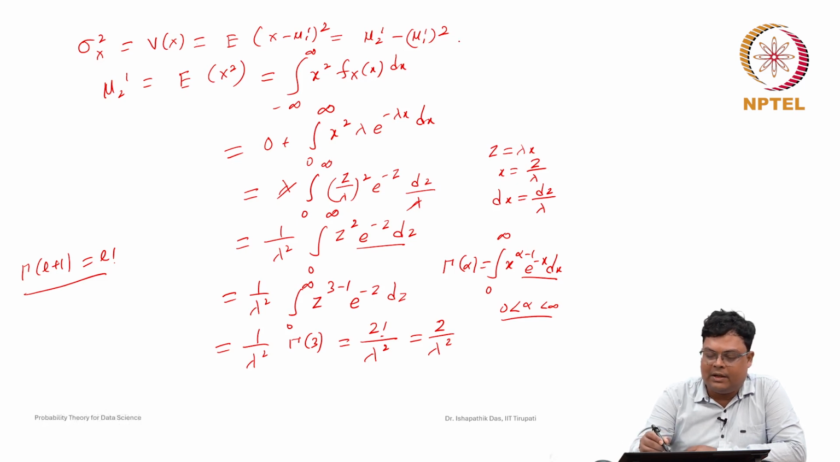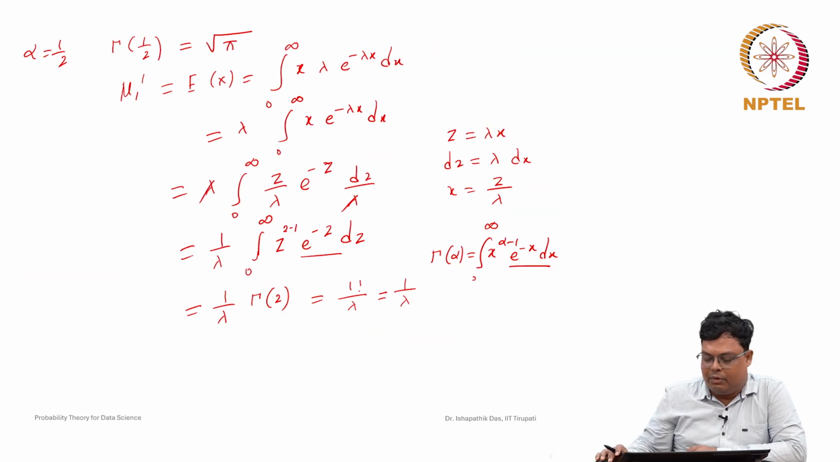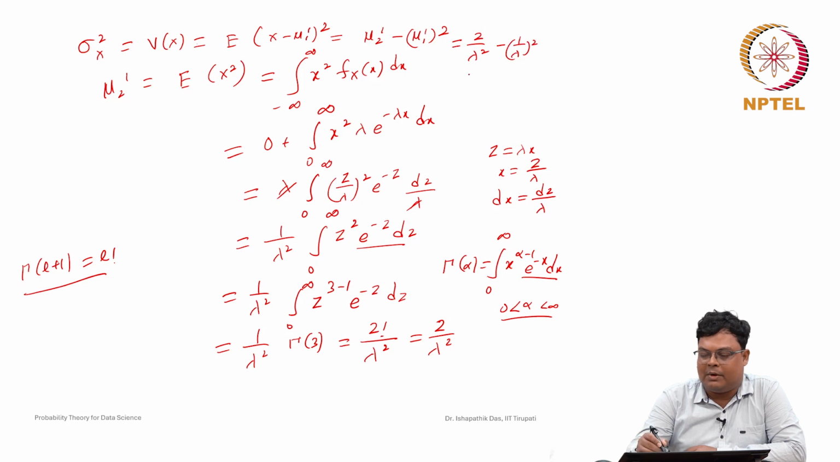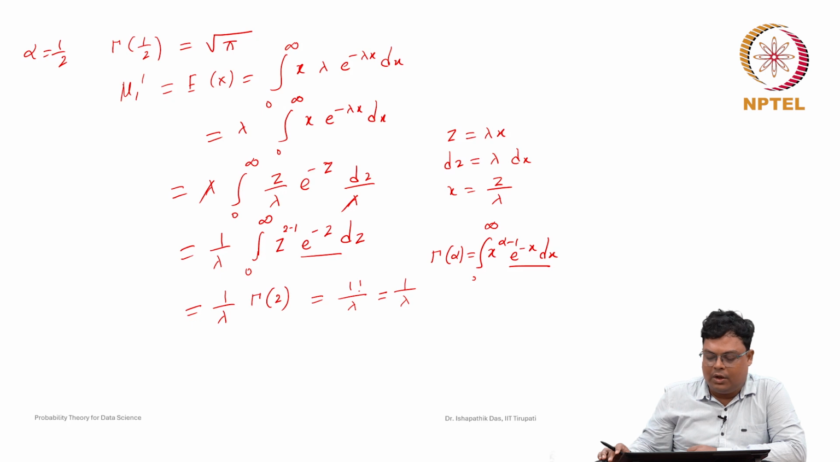Hence mu 2 dash is 2 by lambda square, and then minus mu 1 dash whole square. We have already shown that mu 1 dash is 1 by lambda, so mu 1 dash whole square is 1 by lambda square. So this is 2 by lambda square minus 1 by lambda square, which is 1 by lambda square. So we found that the variance of x is 1 by lambda square, which is fine if there is no computational mistake. So the variance of the exponential random variable is 1 by lambda square and the mean is 1 by lambda.